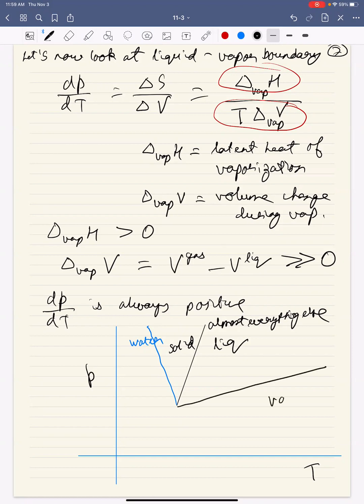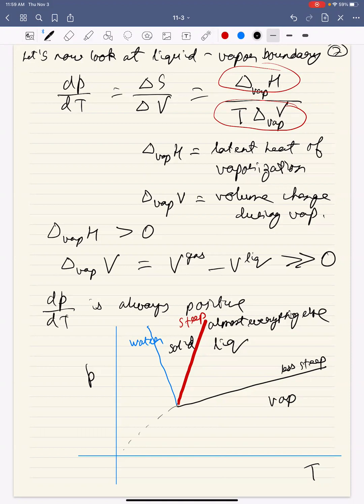Okay, and this is our vapor. So as you can see, this one over here is very steep, while this one is less steep. That's the idea. Okay, so we have got solid, liquid, vapor, and we have to think about the third one, which is the solid and vapor boundary.